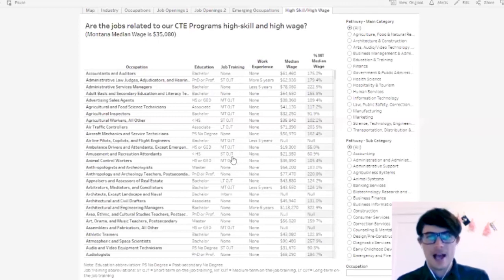Finally, if any of these acronyms are confusing, we do have them spelled out for you down here. And then you can also search by specific occupation again to find what specific information you're looking for. And that's the dashboard we created to help you with the Perkins 5 needs assessment.